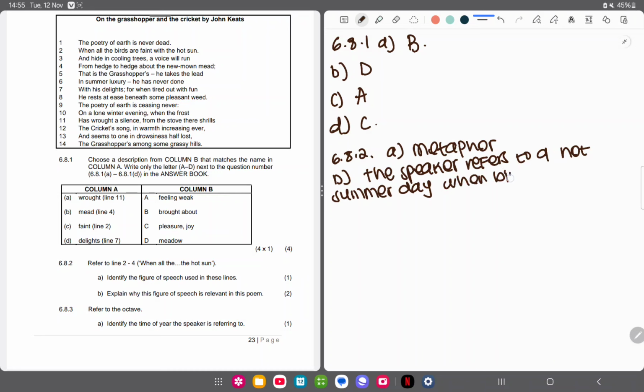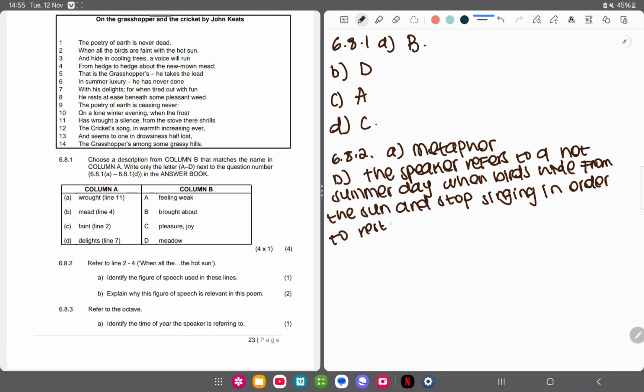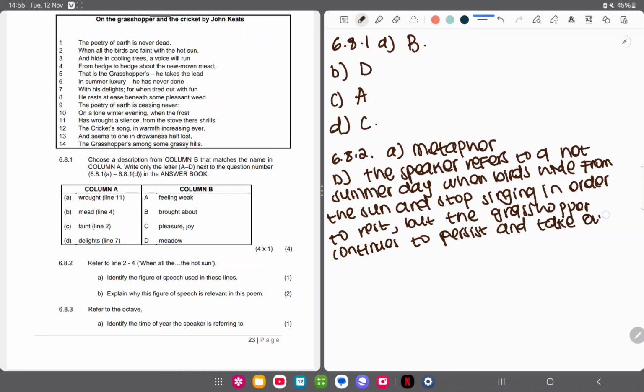when birds hide from the sun and stop singing in order to rest. But the grasshopper continues to persist and take over from the birds. And flies from place to place.